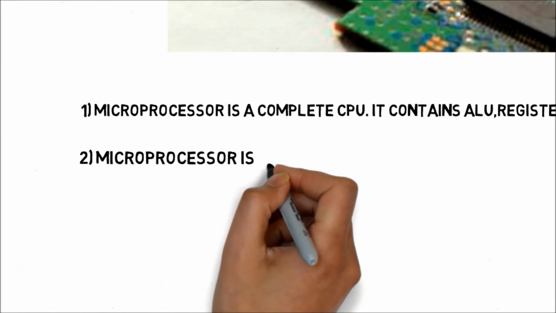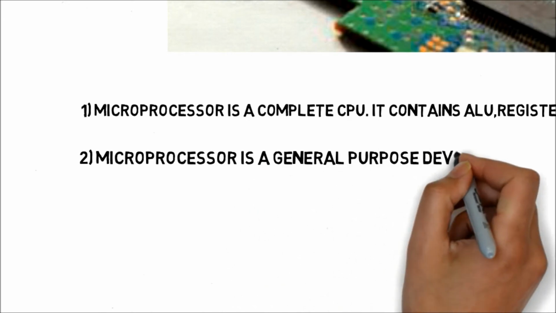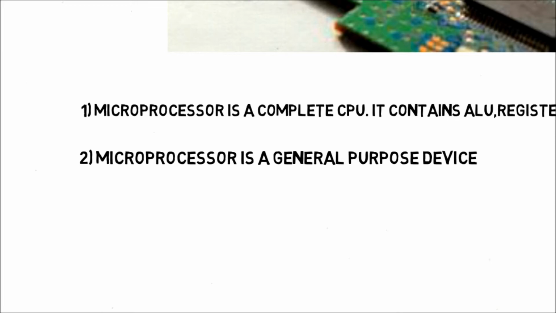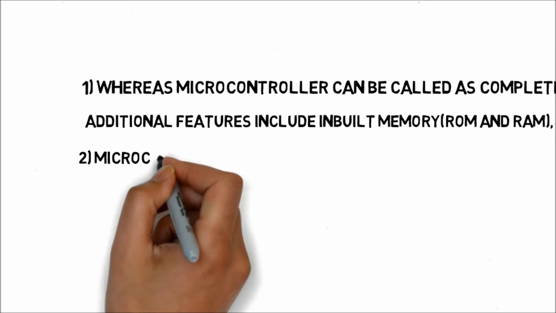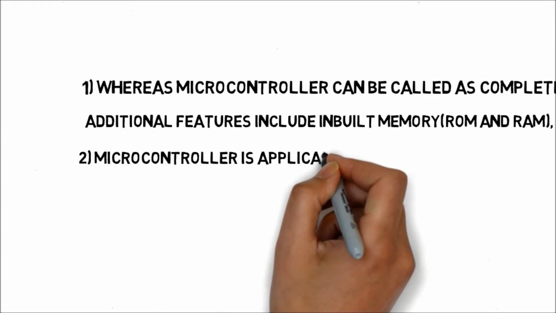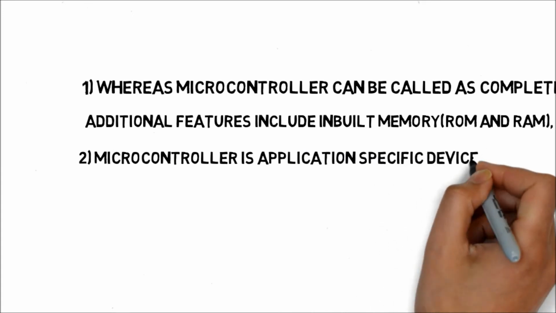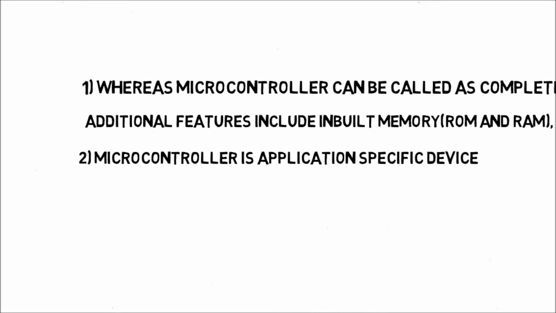The second difference is microprocessor is a general purpose device. What do you mean by general purpose device? It can be used for a wide variety of applications. For example, a PC where you can open a web file and type something, or you can open Winamp and listen to music. So it's a general purpose device. Whereas microcontroller is an application specific device. It is intended for a specific application. Examples are a washing machine, used to wash the clothes, and a digital camera to capture the image.